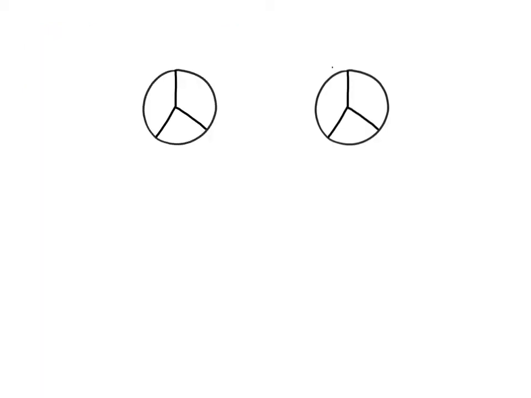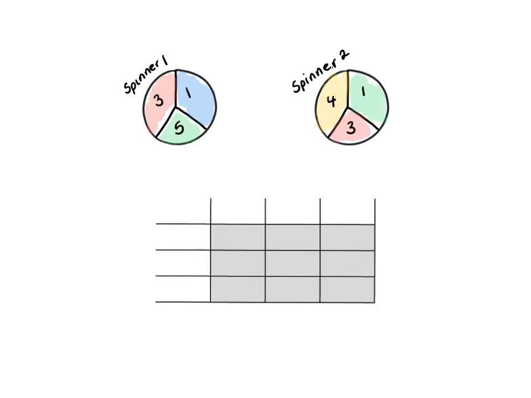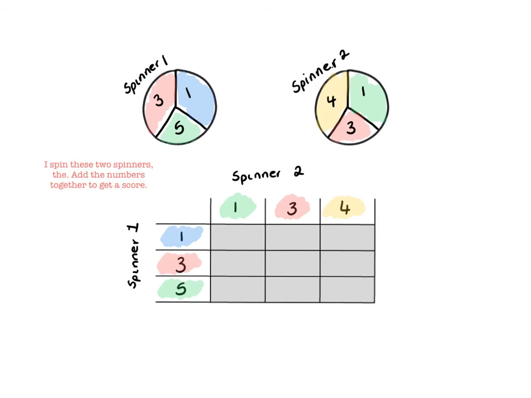For the sample space diagrams, we're going to look at 2 spinners. We are basically creating a table with all the possible outcomes. So you need a table with one side having spinner 1 and the other having spinner 2. So it says I spin these 2 spinners and then I add the numbers together. So if I'm filling in the table, I just add the 2 numbers together. So we've got 1 and 1 is 2, 3 and 1 is 4, and so on.